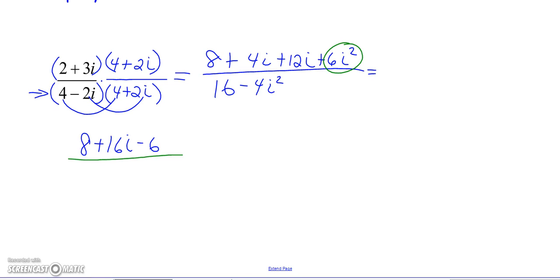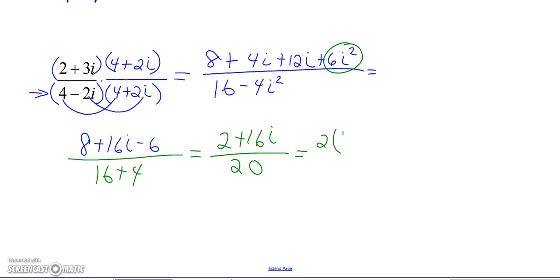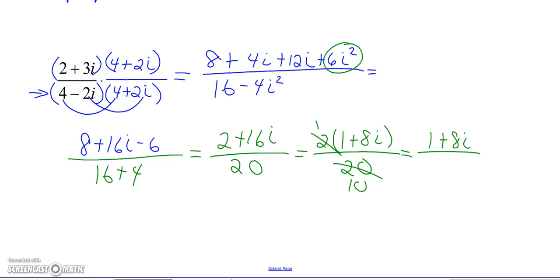On the bottom, copying over the 16. Of course, this time it's no longer going to be minus 4i squared. It's going to be plus 4. So when I simplify this down, I'm going to combine a couple like terms. 8 minus 6 is 2, plus 16i, all divided by 20. You could do one more small simplification. There's something in common on the top. You could factor out a 2, which leaves you with 1 plus 8i, all divided by 20. And 2 over 20 is going to reduce to 1 over 10, meaning our final answer is 1 plus 8i, all divided by 10.